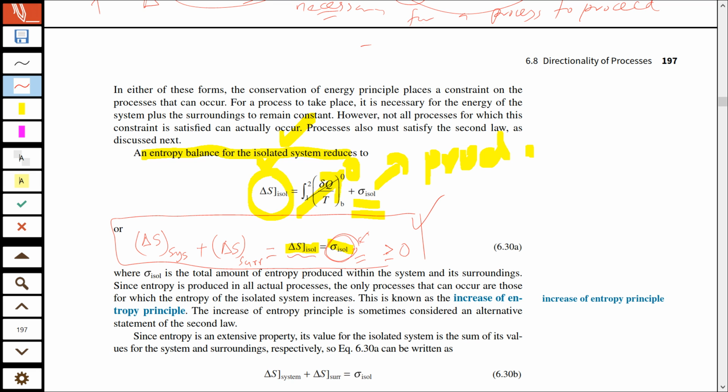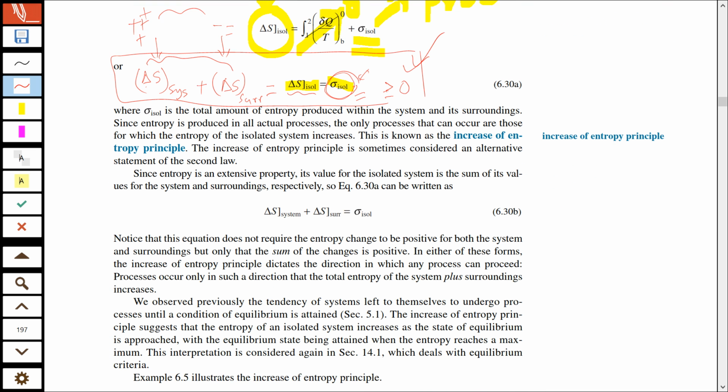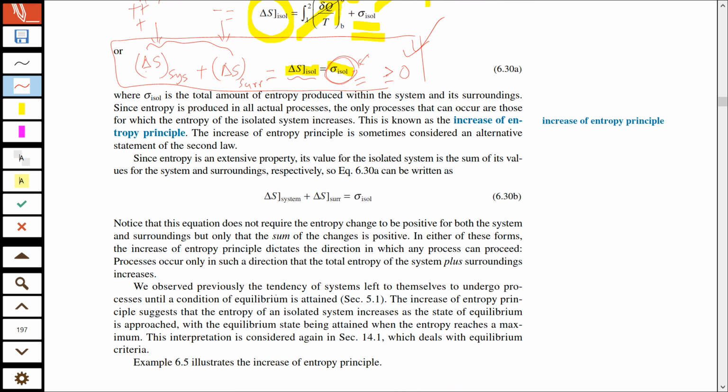Now remember, it is possible that one of these terms is positive, let me write many positives to say that it's very positive, and the other term is, let's say, negative, but less negative, so that the overall effect is positive. So that's possible. And this is what we mean by the increase of entropy principle.